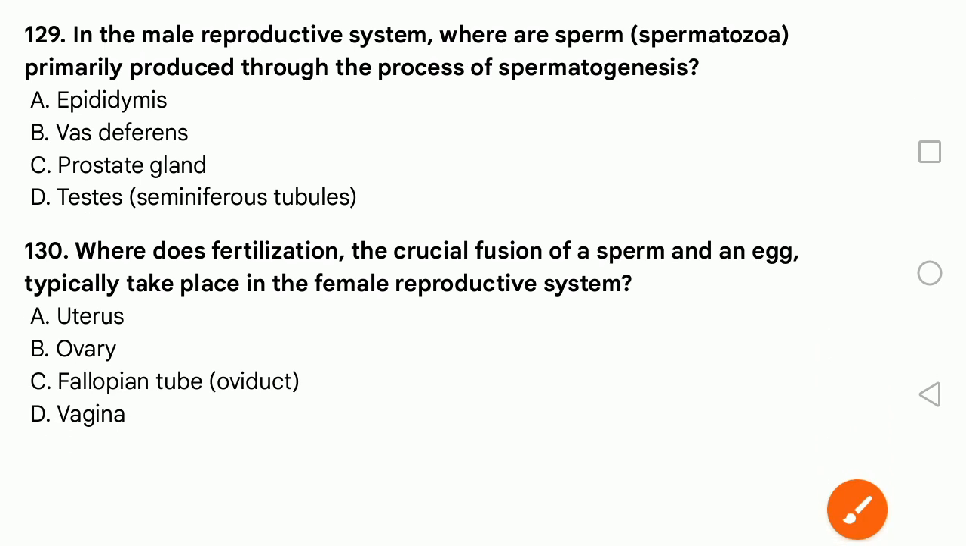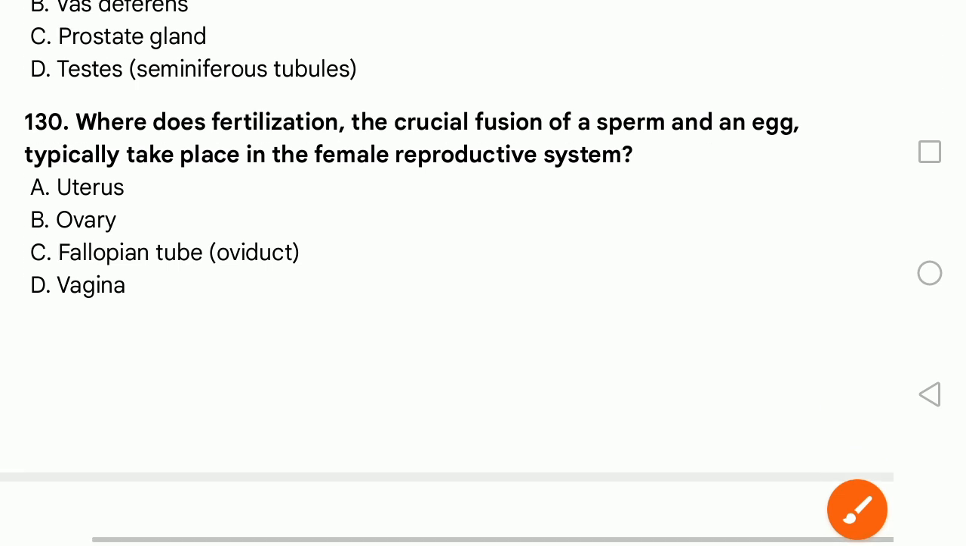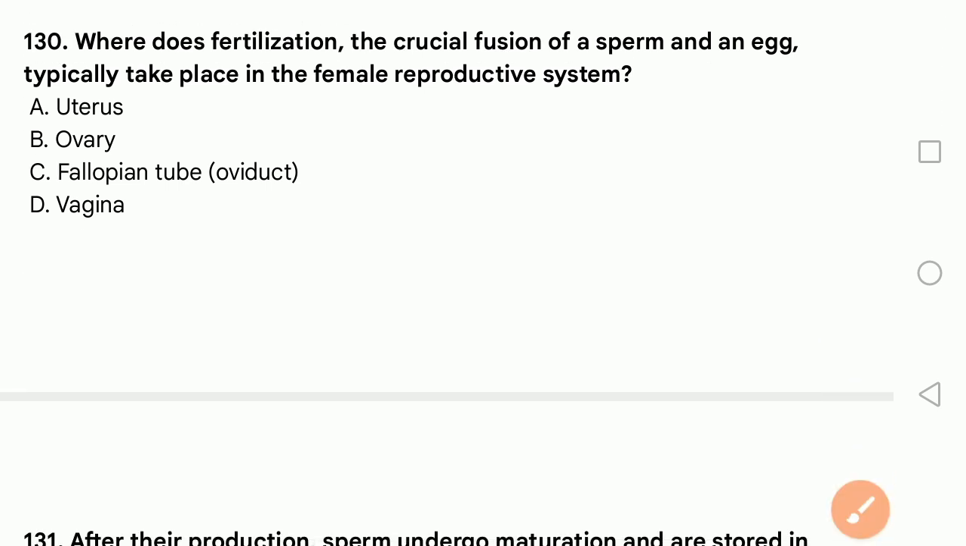In the male reproductive system, where are spermatozoa primarily produced through the process of spermatogenesis? Where is spermatogenesis produced? That would be the testes, seminiferous tubules. Where does fertilization, the crucial fusion of a sperm and an egg, typically take place in the female reproductive system?